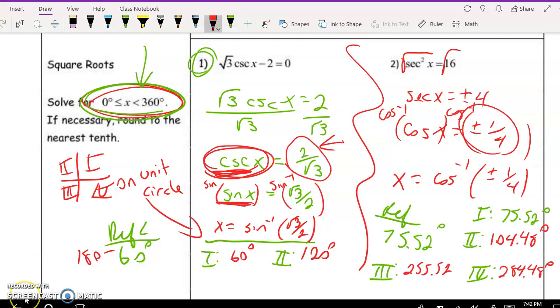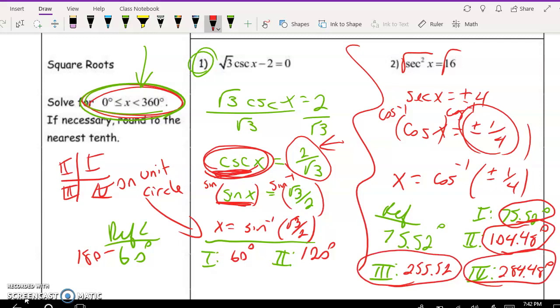Okay, so this was our answer for quadrant 1. Quadrant 2 should have been 104.48 degrees. Quadrant 3, 255.52 degrees. And quadrant 4 is 284.48. And we are done with part 2.